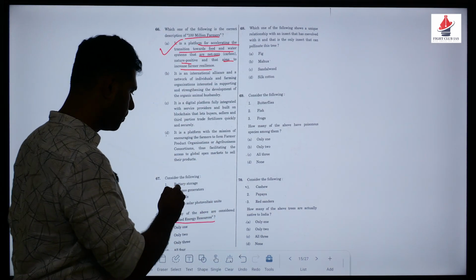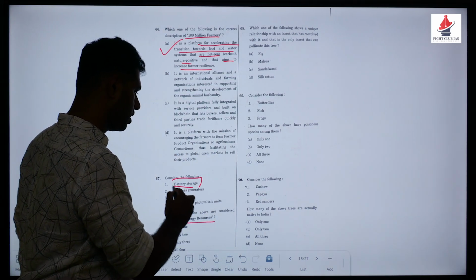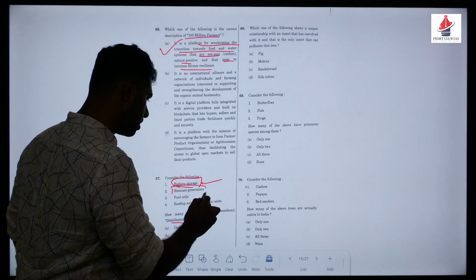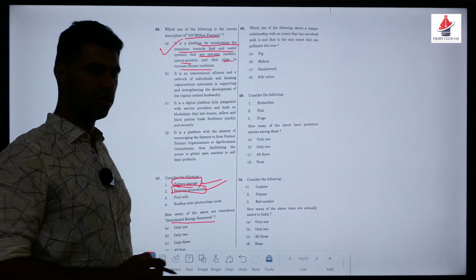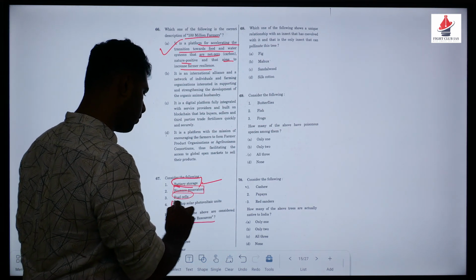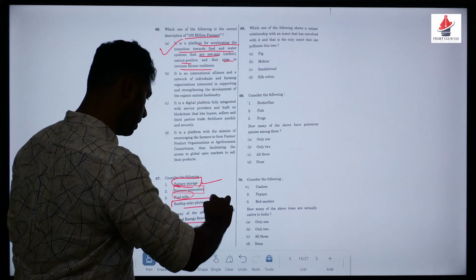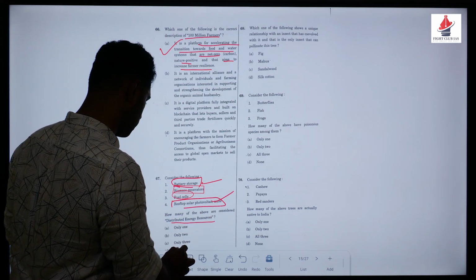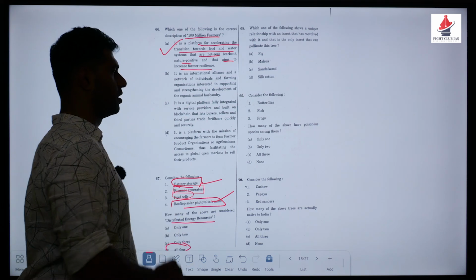So taking that logic, battery storage, yes, it is a distributed energy resource. It can power the same place. Biomass generators, yes, this is also a distributed energy resource. Fuel cells, this is also a distributed energy resource. And rooftop solar photovoltaic units, yes, this is also a distributed energy resource. So the answer is all 4.